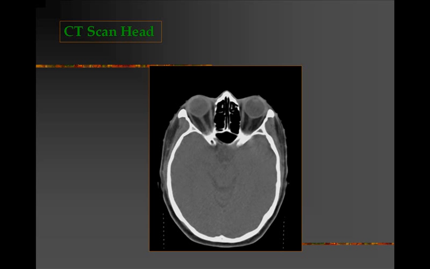Again, note that all CT scans are represented as if viewed from below, from the foot end of the patient. In this particular CT scan, this is the anterior end of the patient, this is the posterior end of the patient, this is the right side of the patient, and this is the left side of the patient. This is taken at the level of the orbits.